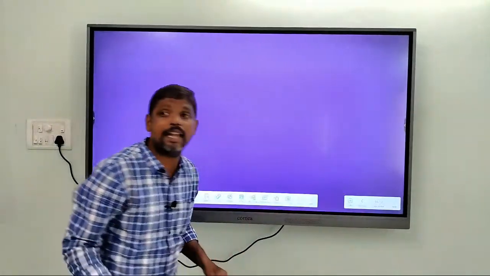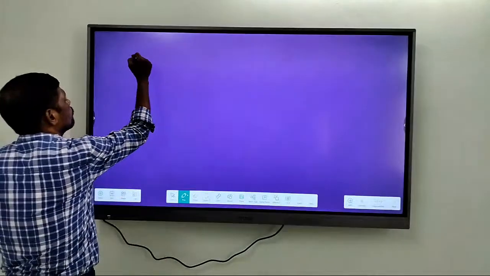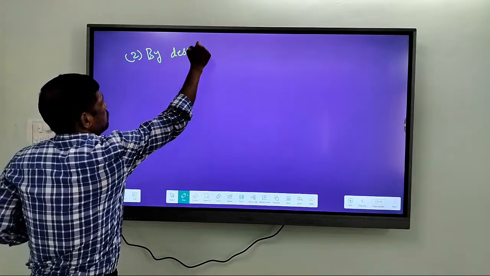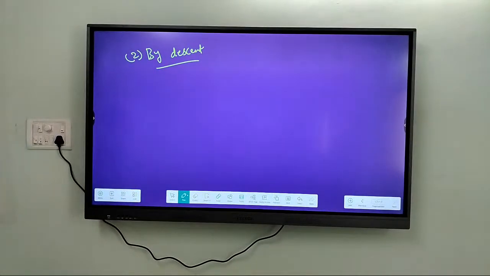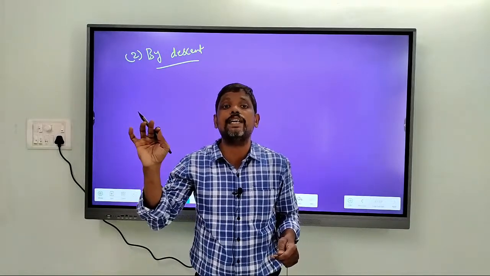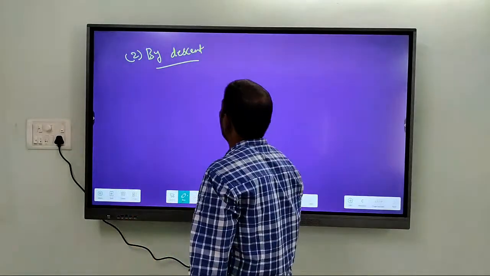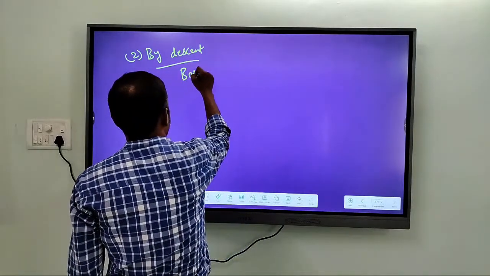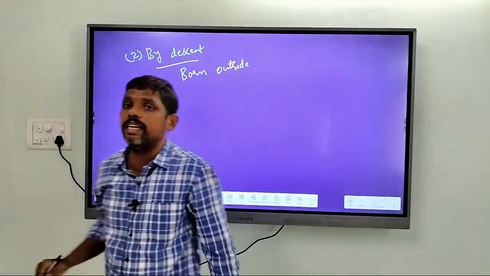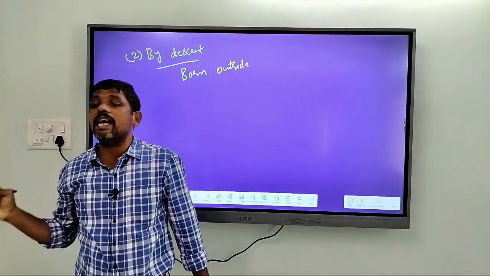Coming to the second ground, that is by descent. If you take by descent, what does descent mean? Descent denotes the nationality of the parents. So here it is about the case of those individuals who are born outside of India. The one who has born outside of India, they are treated as Indian citizens.